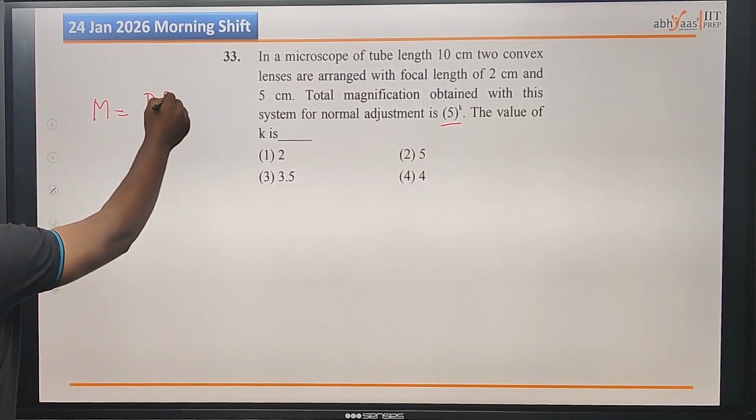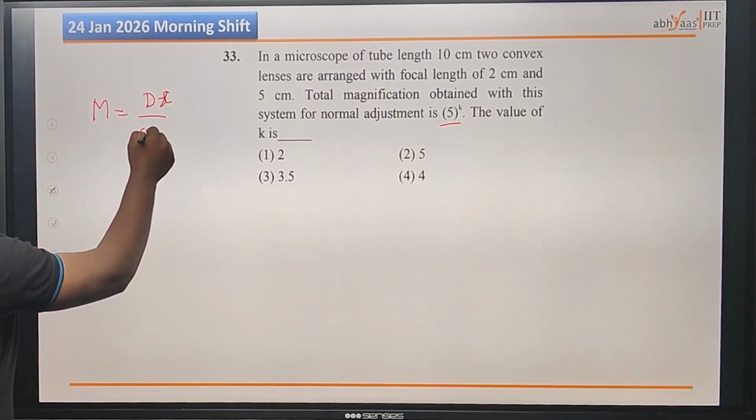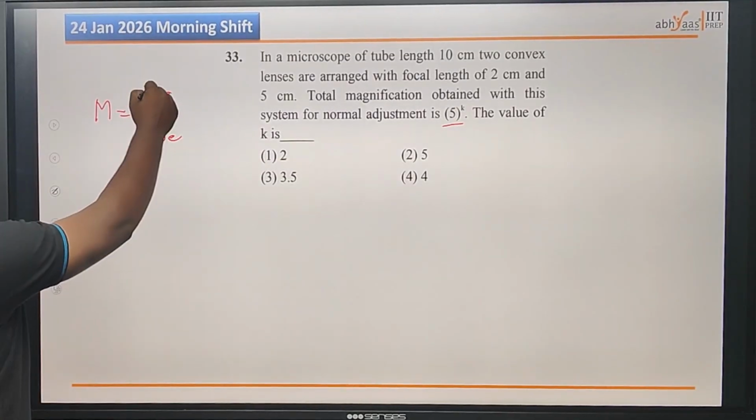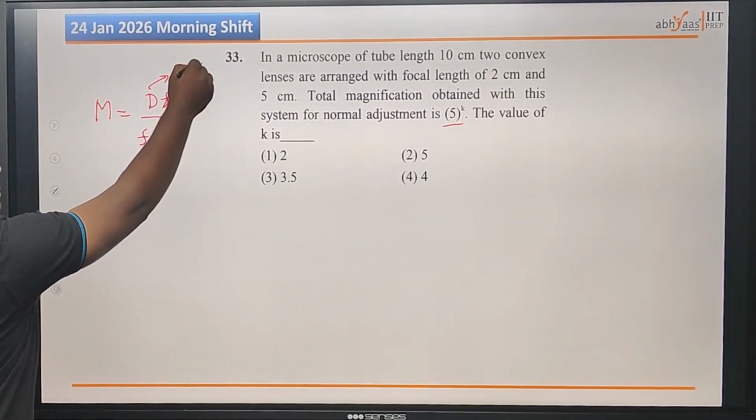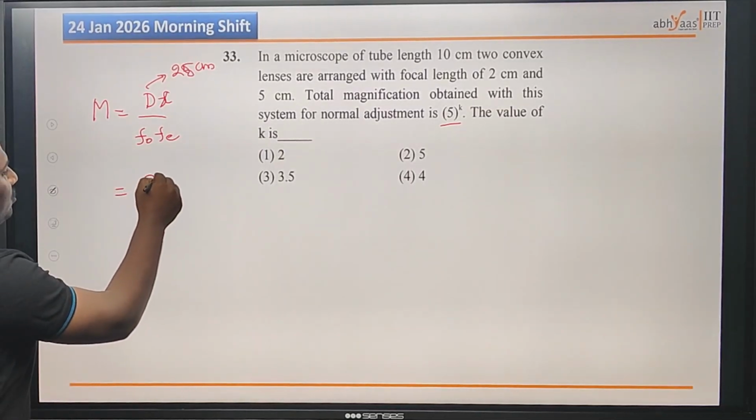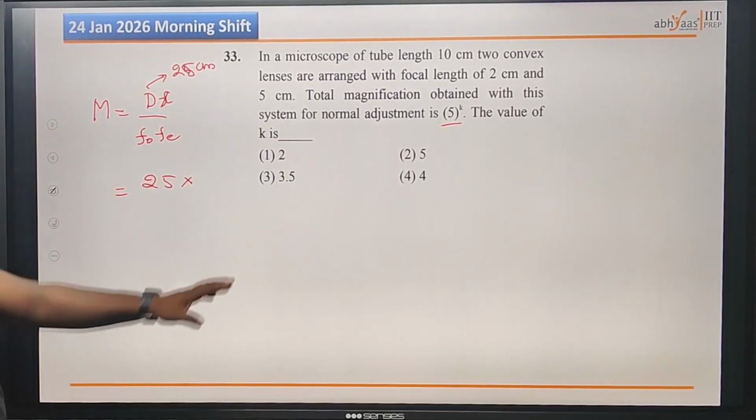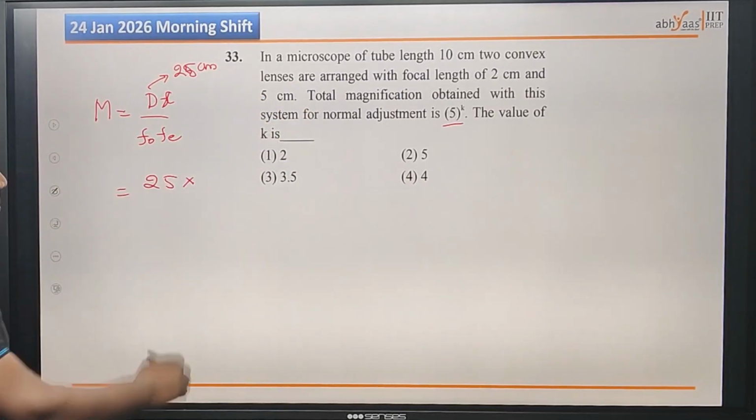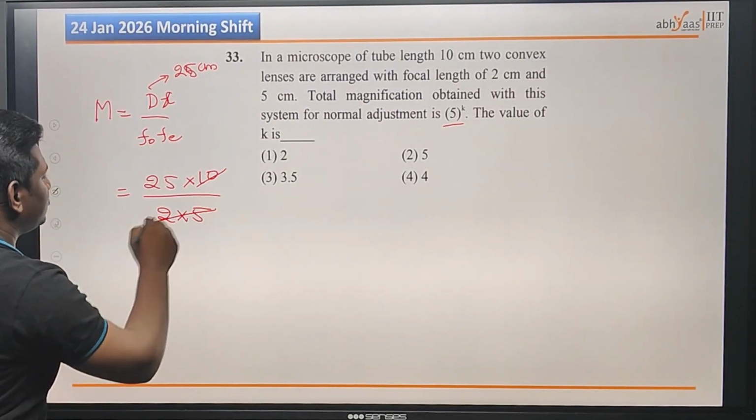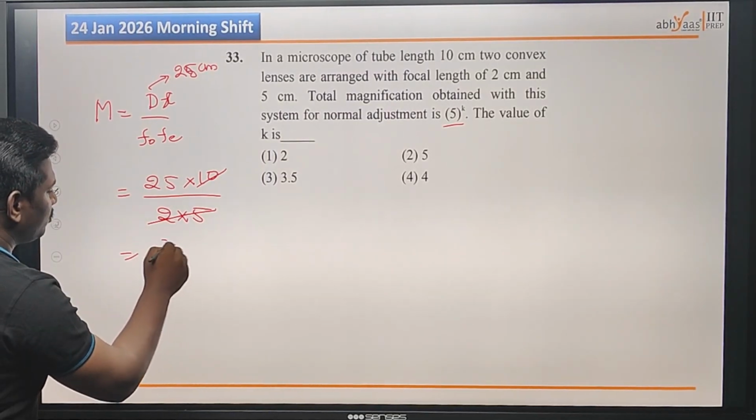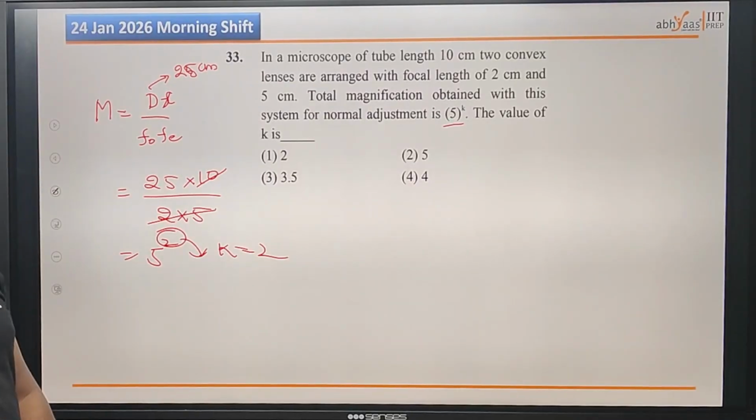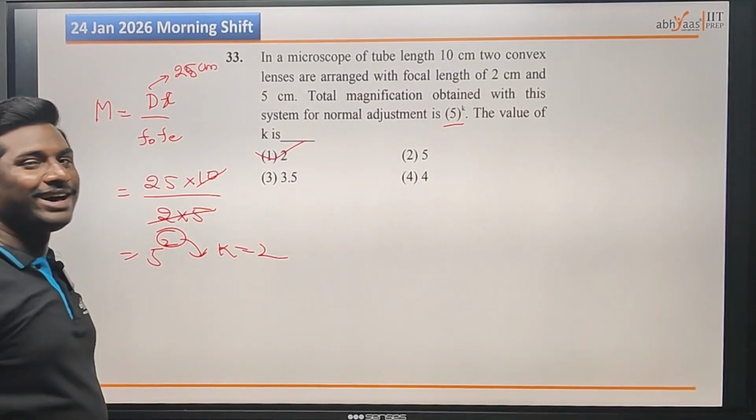D L by focal length of the objective, focal length of the eyepiece lens. Simple. What is the D value? You have to remember 25 centimeter. So see here, 25 into what is the length? Length is 10 centimeters. 10 centimeters by 2 into 5. So cancelled. 5 to the power 2, that is nothing but the k value. k is nothing but 2. So see here, option 1 is the right answer.